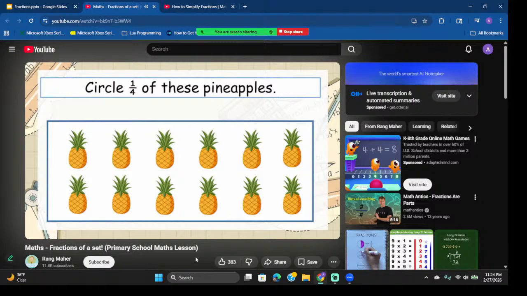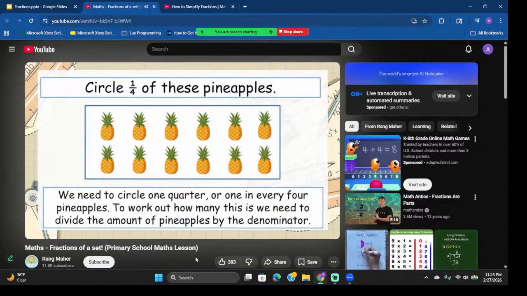First, we need to know exactly how many pineapples there are altogether. So when we count them up, we're going to see that there's 12 pineapples altogether. Now we need to circle 1/4, or 1 in every 4 pineapples.